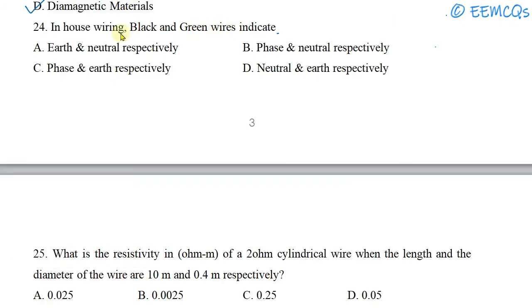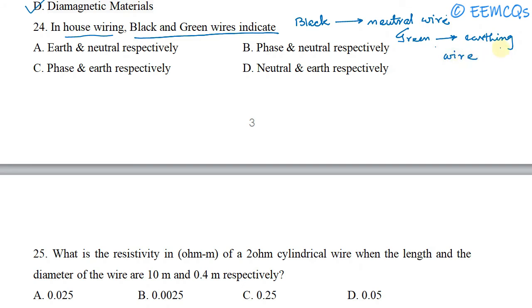Let us take question number 24. In house wiring, black and green wires indicate. Generally, black wire is taken as the neutral wire and the green wire is taken as the earth wire. So here you can see option D, which says that black wire is taken as neutral and green wire indicates earth respectively. That will be our correct option.